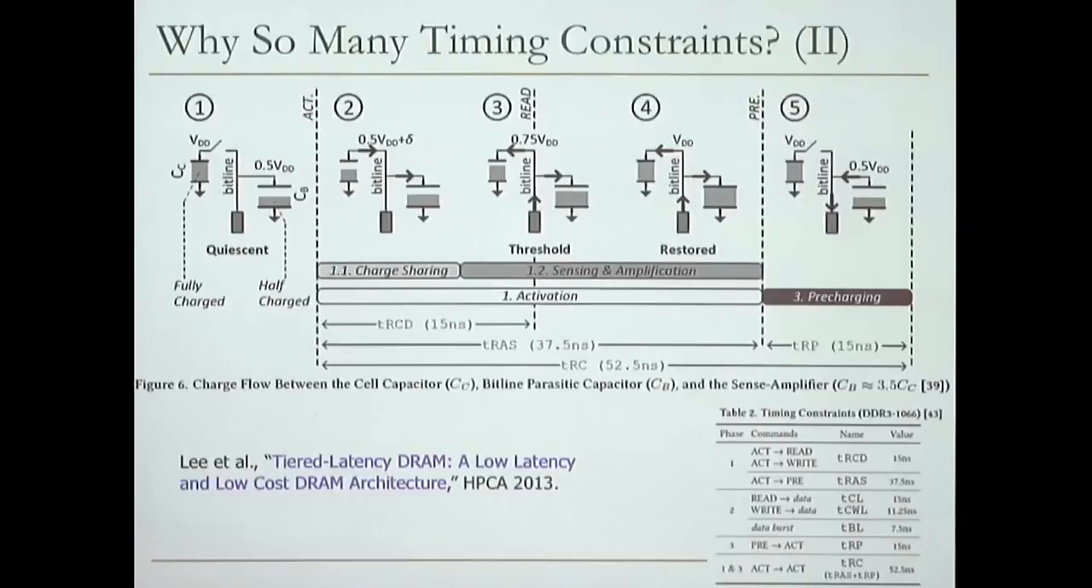When you activate it, for example, you start the charge sharing. After some point, you have enough charge in the sense amplifier that you can read it. That's the activate to read latency, tRCD. After some point, you restore the charge into the cell that you actually read, and you can start precharging. That's the activate to precharge latency. When you start precharging, after some point, you need to get the bitline to VDD over 2, and that takes some time. That's the precharge latency. OK, so it's actually simple.